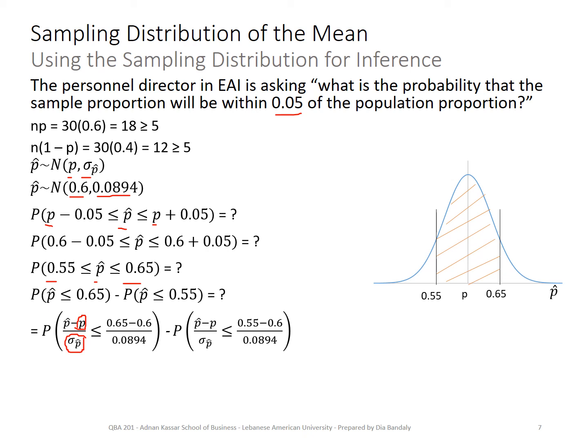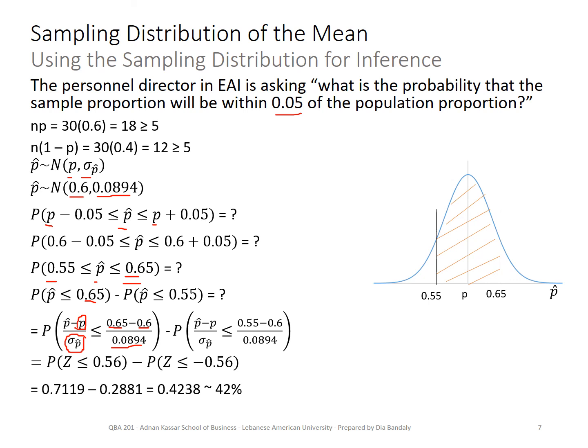And on the right hand side, we have a specific value 0.65, which is this one, minus the mean divided by the standard deviation that we calculated. So now we have a probability statement in Z terms. We look in the Z table and we find these probabilities, and we get 42%. Okay, again, it's not a bad probability.